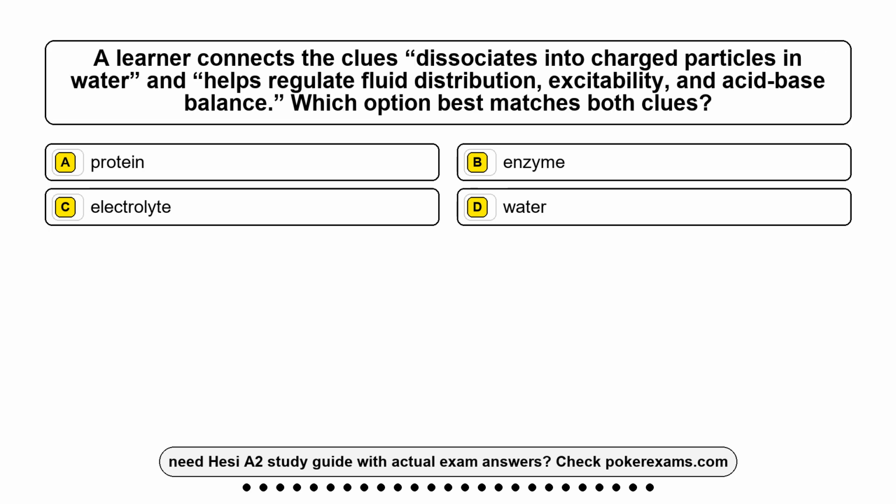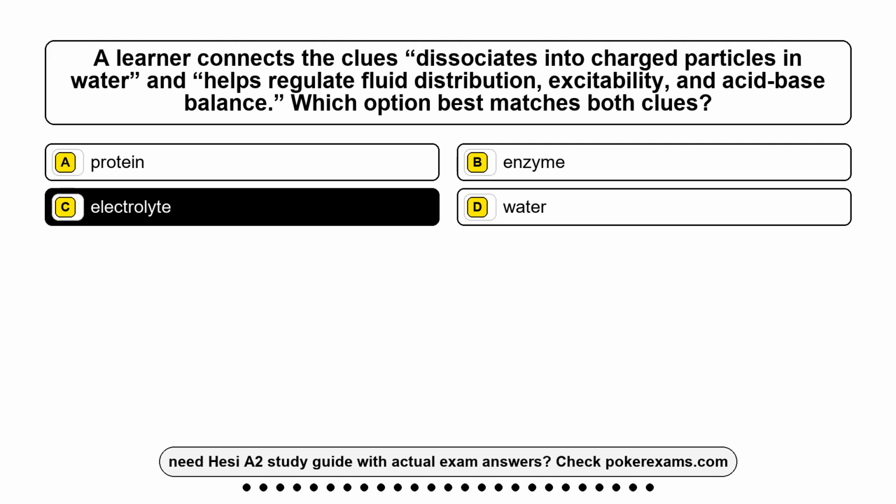Question 3. A learner connects the clues: dissociates into charged particles in water and helps regulate fluid distribution, excitability, and acid-base balance. Which option best matches both clues? Option A, protein. Option B, enzyme. Option C, electrolyte. Option D, water. The correct answer is option C, electrolyte.